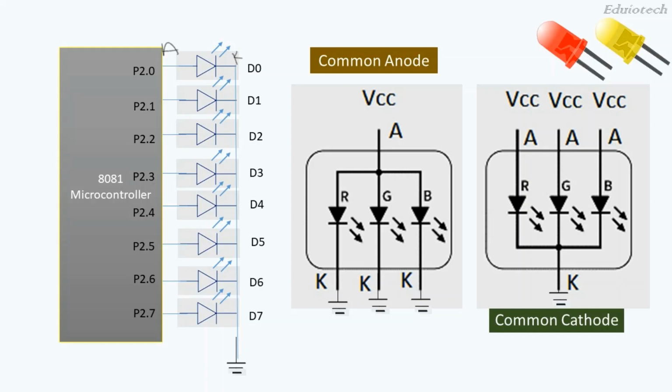Commonly used LEDs will have a voltage drop of 1.7 volt and current of 10 mA to glow at full intensity. This is applied through the output pin of the microcontroller. So here all the default port pins of the 8051 microcontroller are output.